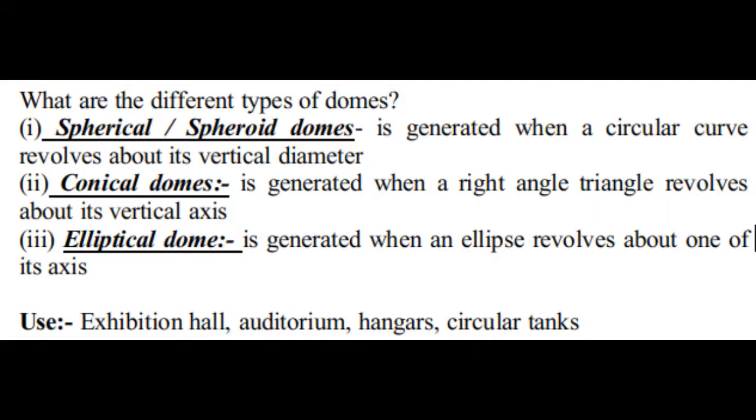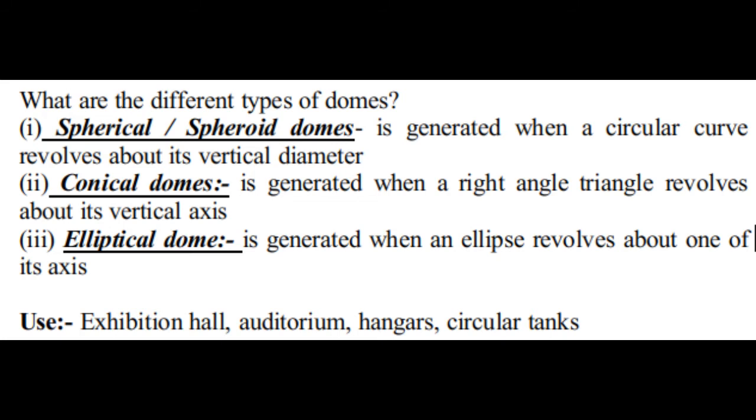Now let us see what different types of domes there are. There are three types of dome. Number one, spherical or spheroid domes. It is generated when a circular curve revolves about its vertical diameter. I have told you the basic definition of a dome: a thin shell which is generated by the revolution of a regular curve about one of its axes. A spherical dome is generated when a circular curve is revolved about its vertical diameter.